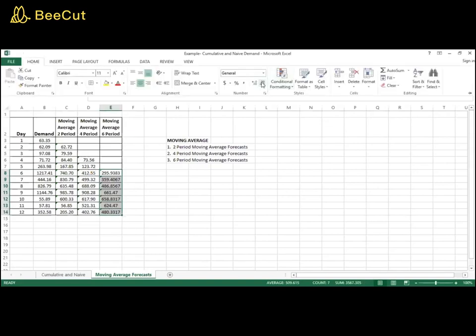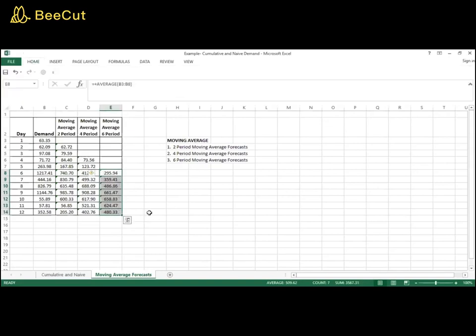So again, by doing this, I hope you understand, and I'll just repeat this for your information. If it's a 2 period moving average, all that means is that you need to take the average of the last 2 periods. So if, for example, you want to make a forecast for period 6, then you will just average period 4 and 5. If you want to make a forecast for period 10, that will be an average of the demand in period 8 and 9. So the last 2 periods you just average out, and that gives you the forecast for the next day.